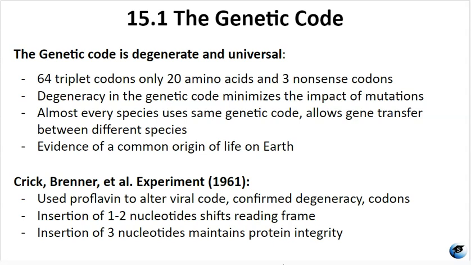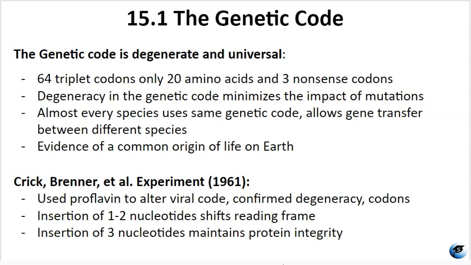In the experiment, proflavin-induced mutations of the T4 bacteriophage gene were isolated. Proflavin causes mutations by inserting itself between DNA bases, resulting in an insertion or a deletion of a base pair. Through the use of proflavin, the experimenters were able to insert or delete base pairs into their sequence of interest, and when nucleotides were inserted or deleted, the gene would often be non-functional.